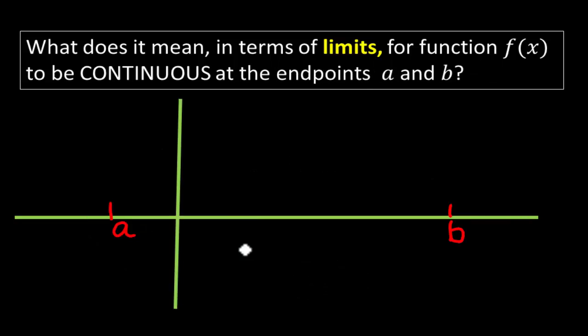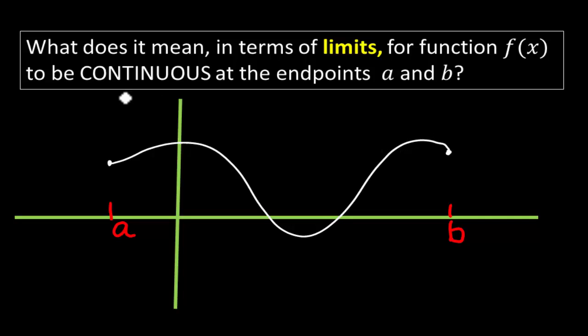Now, what does it mean in terms of limits for a function to be continuous at the endpoints? So again, take a look at our graph. We want to find out the definition of a continuous function at its endpoints, at A and at B. That's why we already used the one-sided limits. Let's go ahead and write the function value first here. It's f of A, and then let's call it somewhere here.